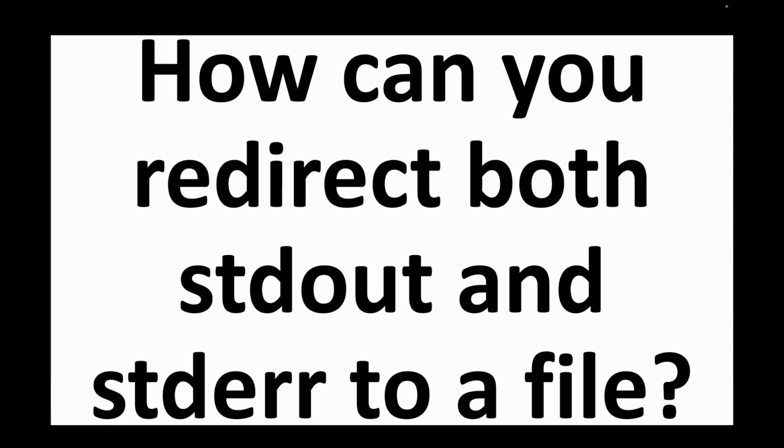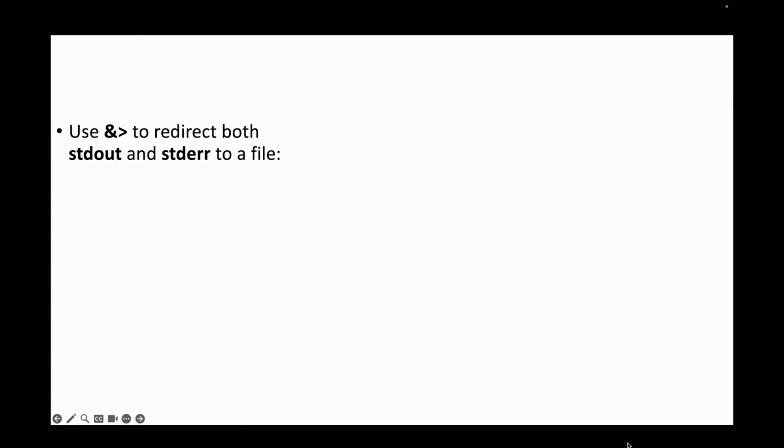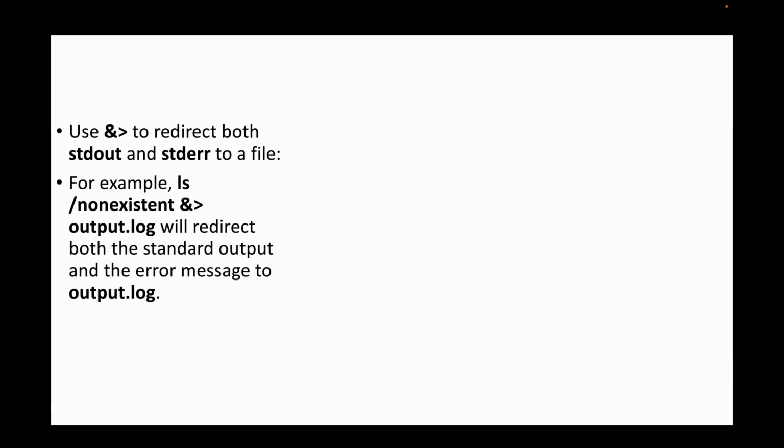The next question we have is, how can you redirect both stdout and stderr to a file? For this, we make use of the &> symbol to redirect the standard output and standard error to a file. When we talk about redirection, we have standard input, standard output, and standard error. Now we can use this &> symbol to capture both your output as well as your error, and then write it to your file.